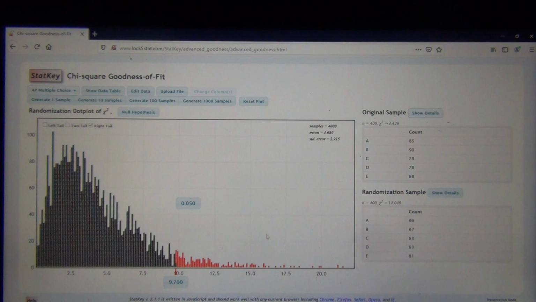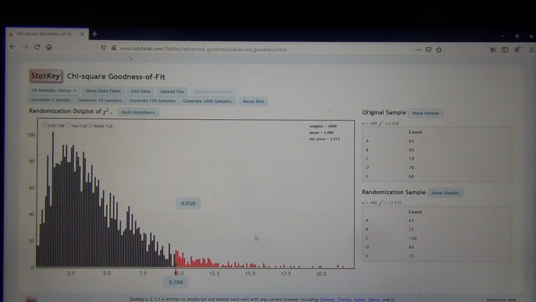0.05 in the tail. There we go. So it looks like this simulation is indicating, now these are thousands of chi-square. You can kind of see that the chi-square distribution is skewed right. We kind of knew that. And again, it shows us that this would be a critical value here, that the chi-square test statistic needs to be 9.7 or bigger to be considered significant.